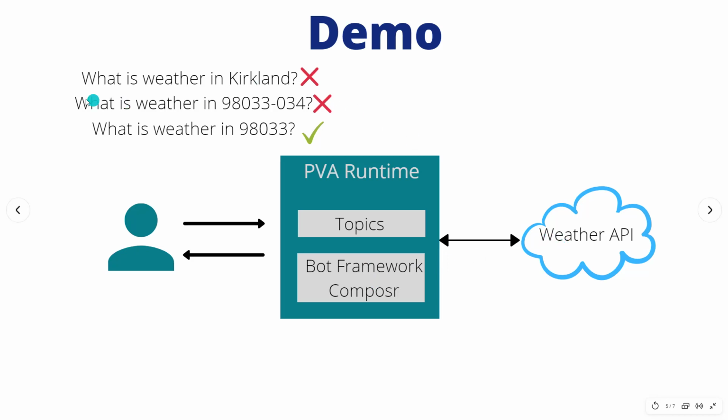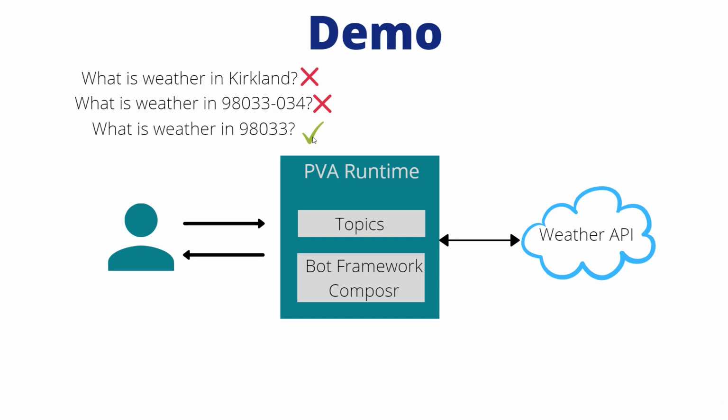So for example, if we indicate what is the weather in Kirkland, Washington, that's going to fail because it's going to fail the zip code validation process that we do have. In addition, if we provided the zip code with the additional 3 numbers on top of it, that's also going to fail. What we're looking for is a 5-digit zip code, and as a result, we're going to see that this is correct.